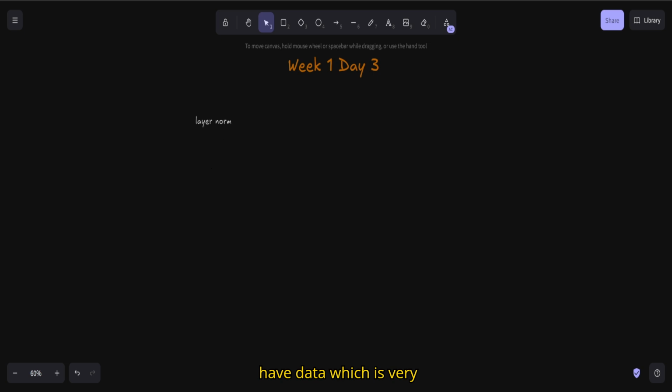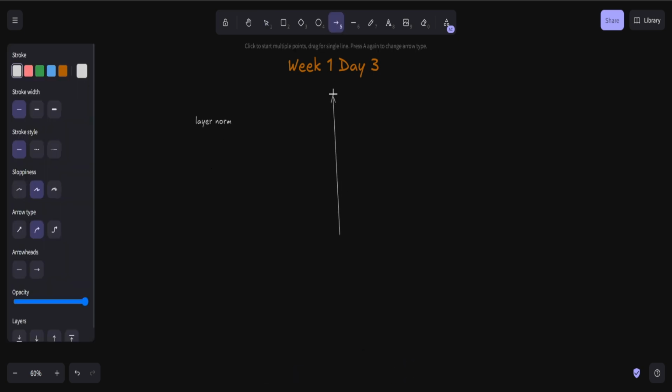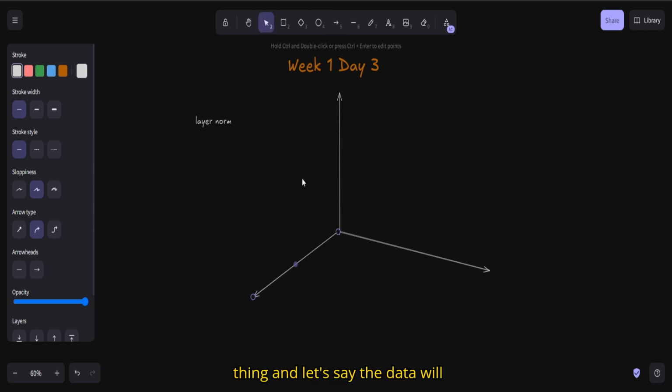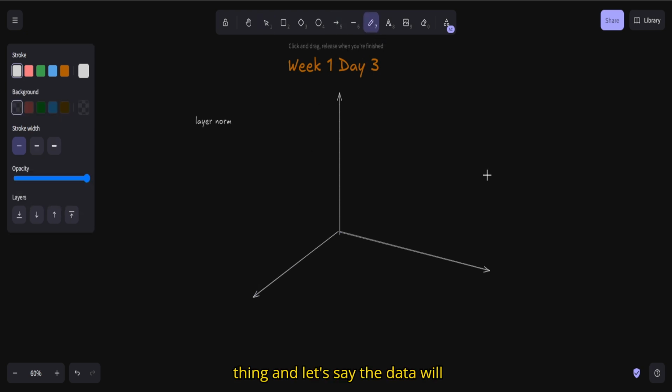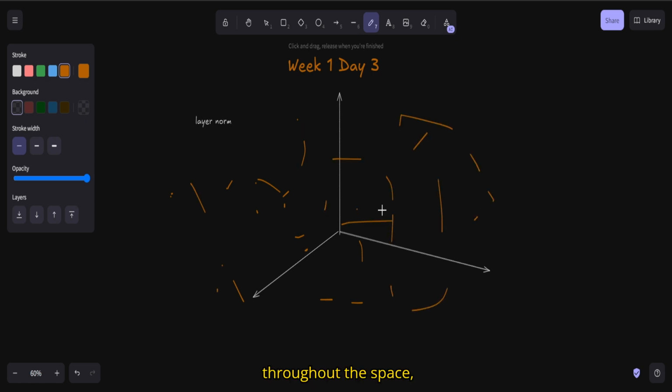So what happens usually is that we have data which is very scattered. Let me draw this. Let's say this is my thing, and the data will be very scattered, like here, here, here. Let me draw it with a different color. I think it will bring more essence. So the data will be very dispersed throughout the space, right?